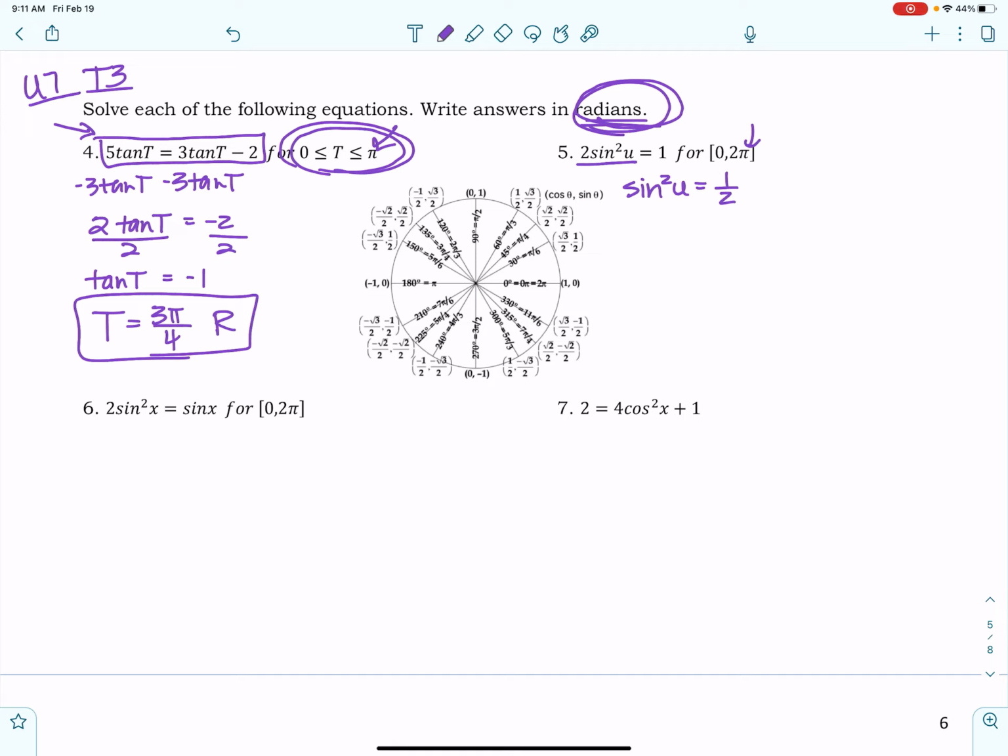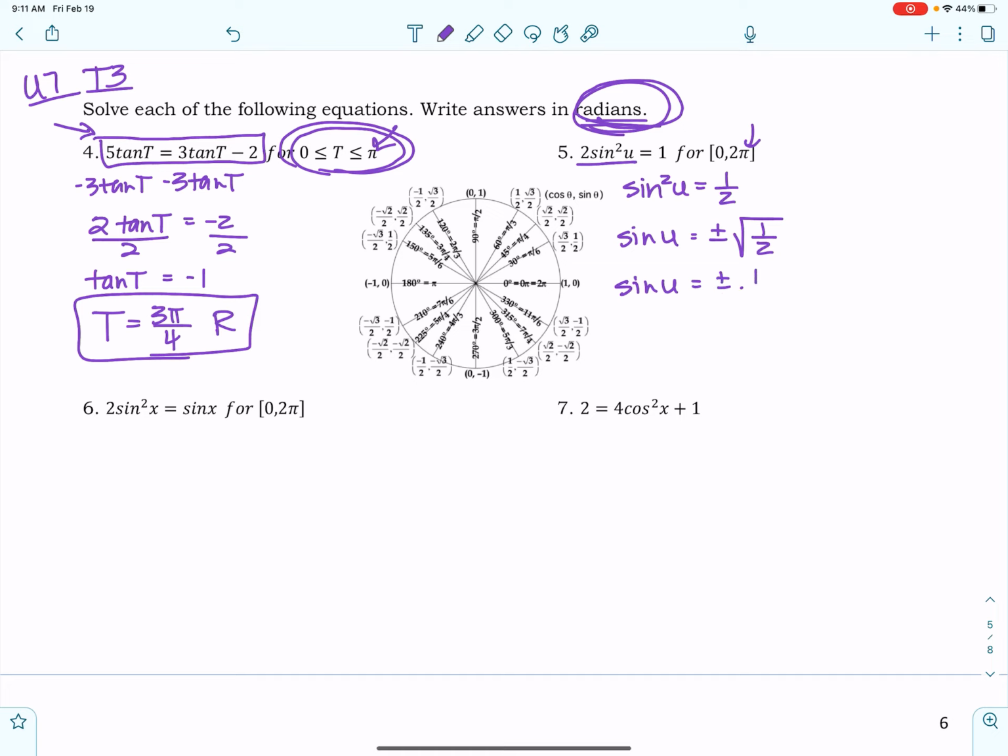So when I take the square root of sine squared u, I get sine u. And remember, when you take the square root, it's plus or minus the square root. So it's plus or minus the square root of 1/2. So we're going to have to rewrite this because that doesn't occur on the unit circle. So let's see what this means.